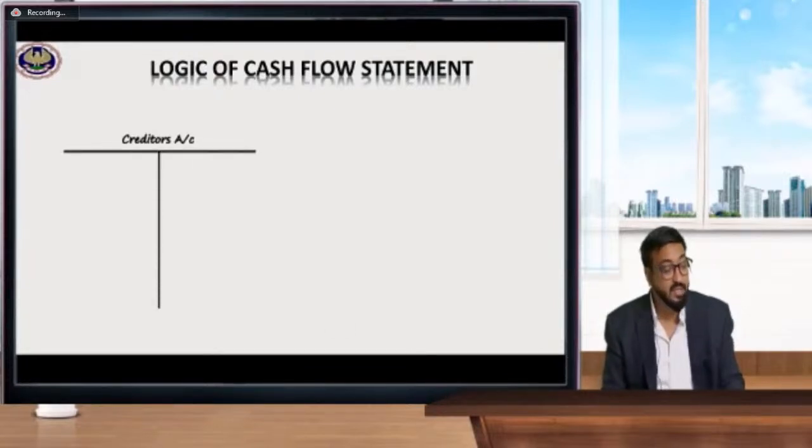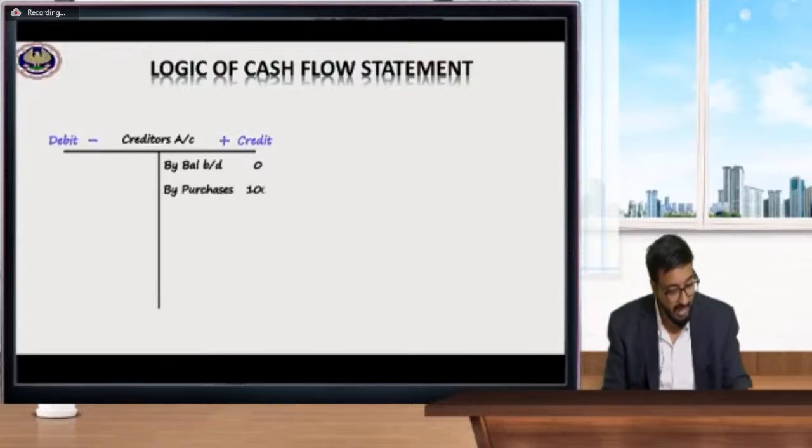How much purchases I have? 100. So creditors means what plus what minus? Credit plus debit minus. It's simple. Credit plus debit minus. By purchases. By balance brought down. This is new business. So do you have any balance brought down? No. So no opening balance. Is it okay? Yes. By purchases.